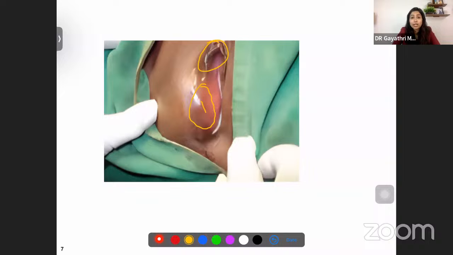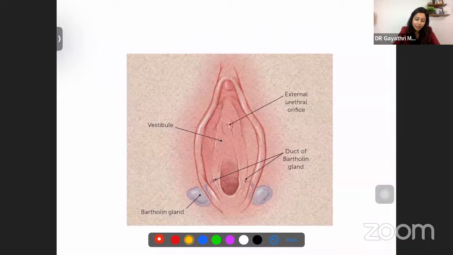Whereas in case of Gardner's cyst, there is an anterolateral swelling which is present. So as I discussed, the Bartholin cyst is formed due to the obstruction of Bartholin's duct. And where does this Bartholin's duct open into? It's very important to understand that this Bartholin's duct is going to open at the junction between this labia minora and the hymen. So this is the opening of the Bartholin's duct.